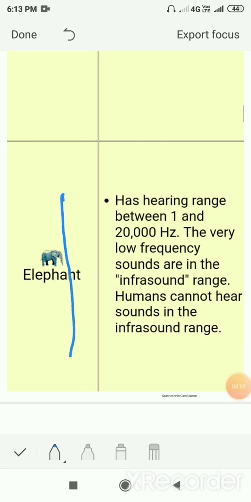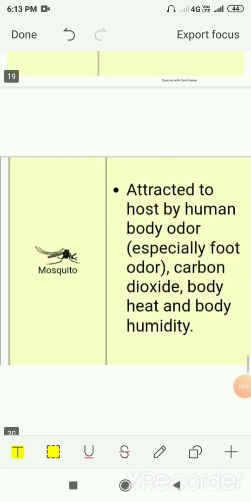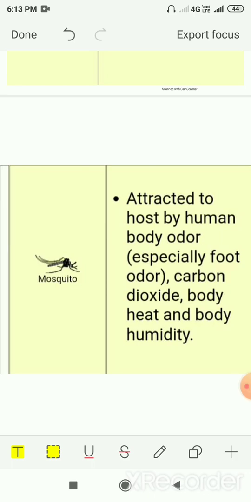The next animal is the insect. What about the insect? Which kind of sense do insects have? Insects are attracted to a host by human body odor, especially food odor. Mosquitoes are attracted towards us by our body smell, especially the smell coming from food. They can also identify the smell of carbon dioxide, body heat and body humidity.